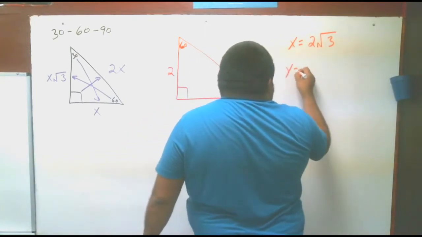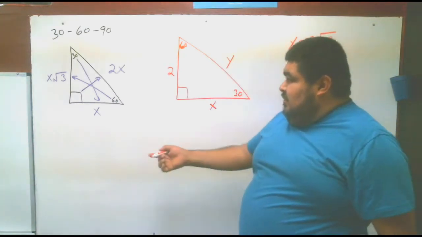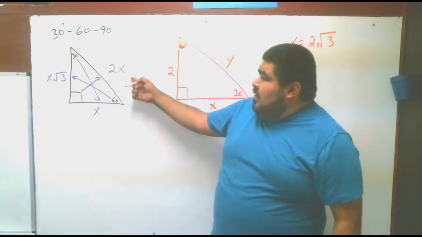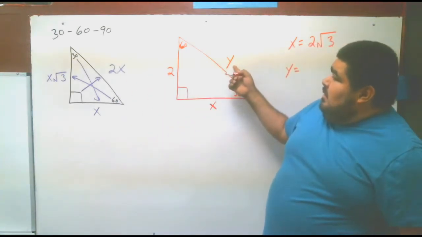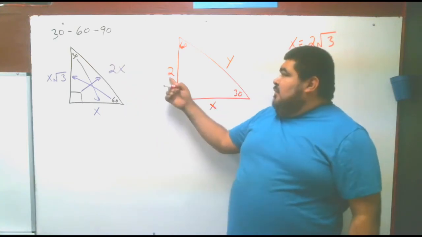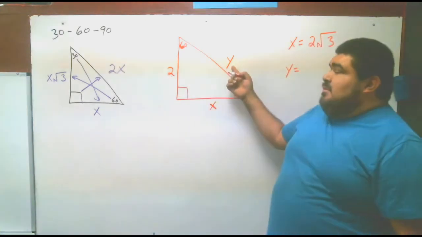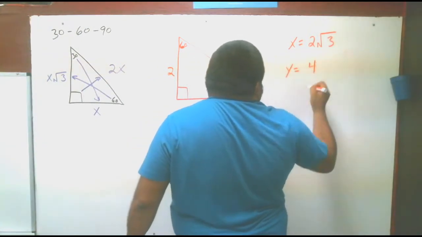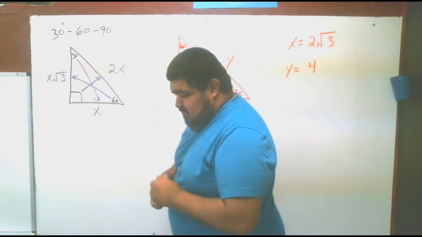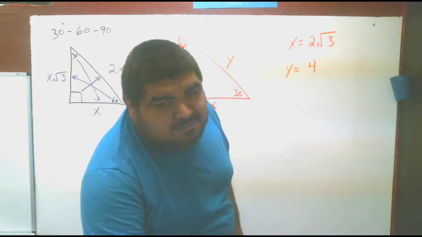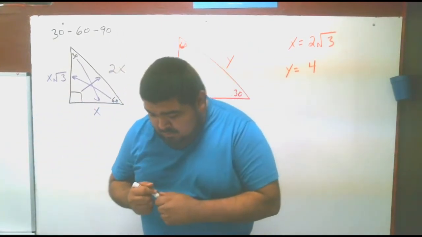For y, again, we're solving from the 30, which is the number itself. We're going to go to the hypotenuse. So it's 2 times our number. So if our number is 2, that means 2 times our number is 4. So y equals 4. I know it sounds a little confusing, so one more.